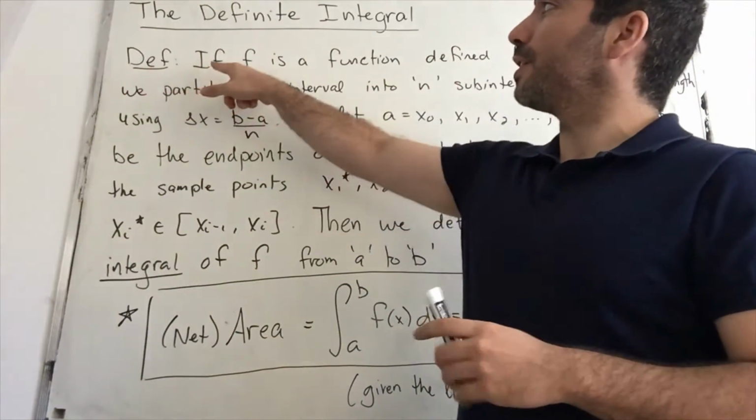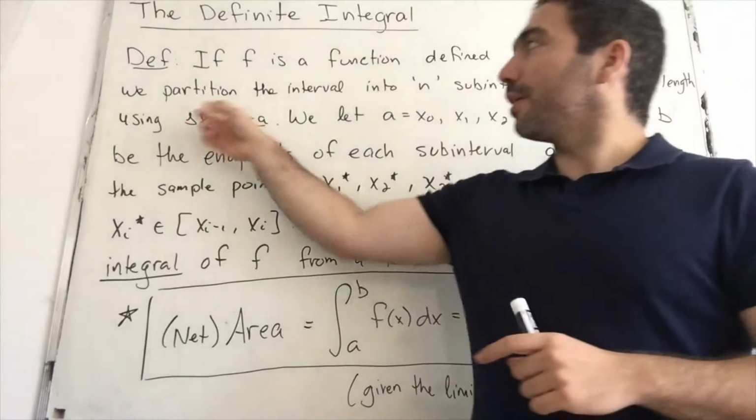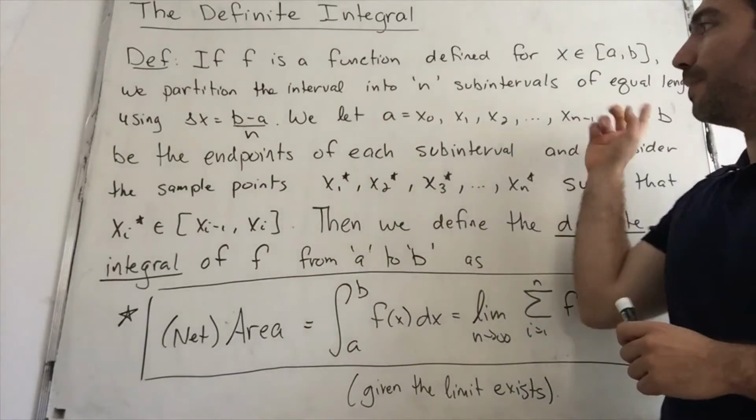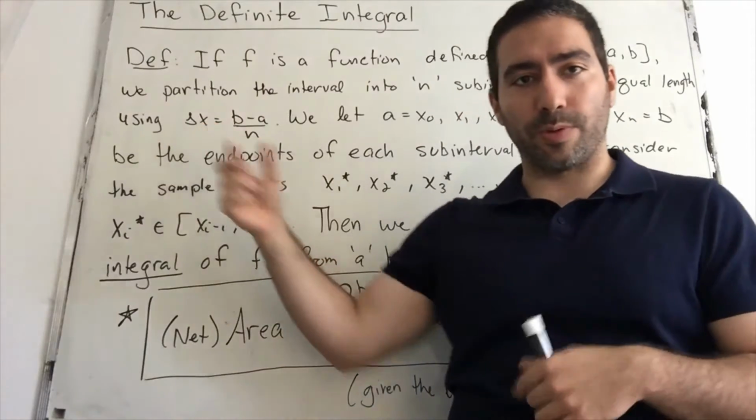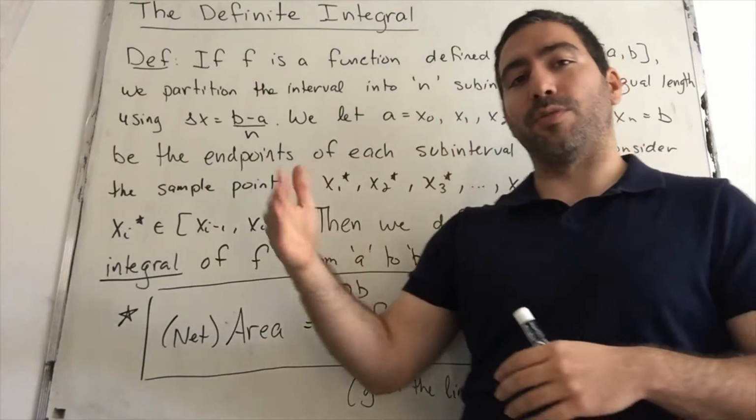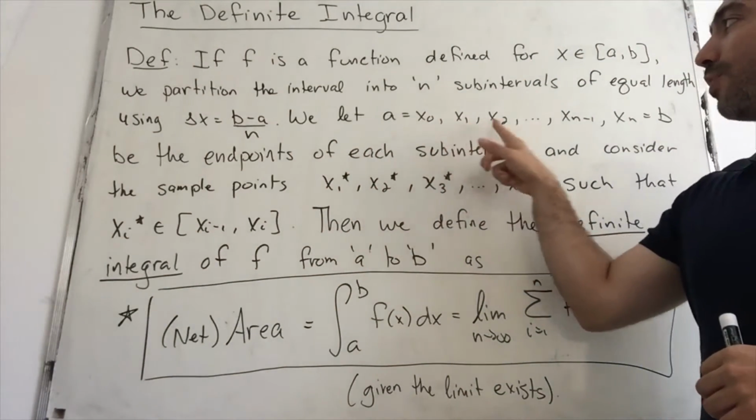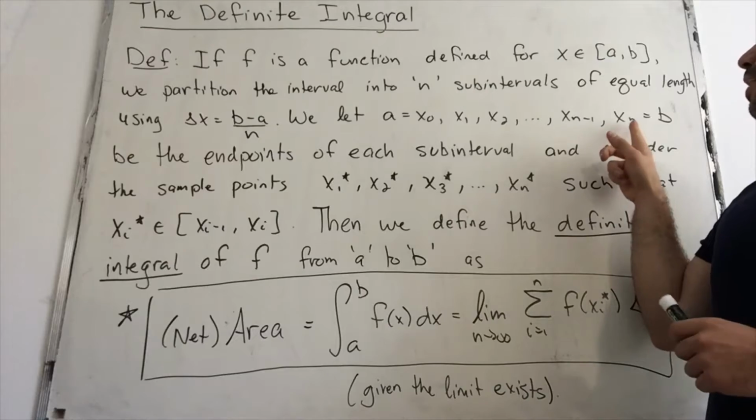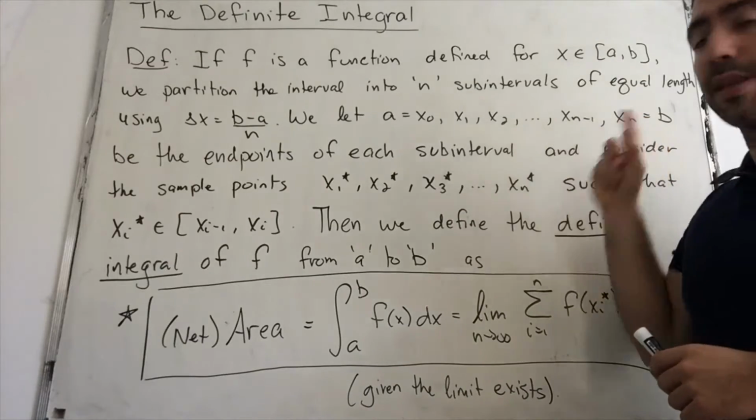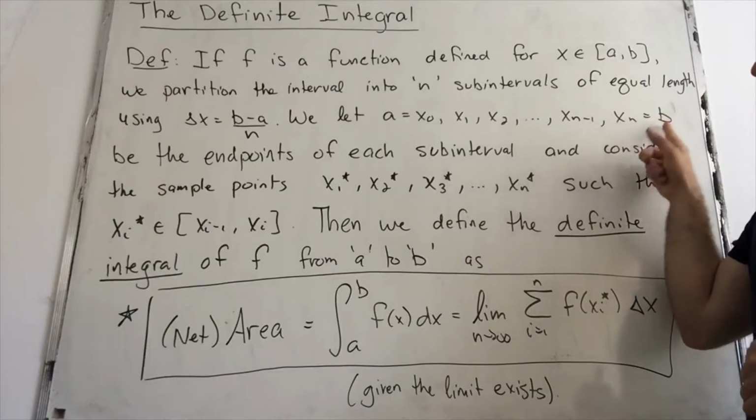The definition says if f is a function defined for x on a closed interval [a, b], we partition the interval into n subintervals of equal length using this formula, which we've already seen: delta x equals (b minus a) over n, so we're cutting it up into n equal subintervals. We let a equal x0, x1, x2, up to x(n minus 1), and we end at xn, which we call b. So we're starting at a, which is x0, and finishing at xn, which we call b.